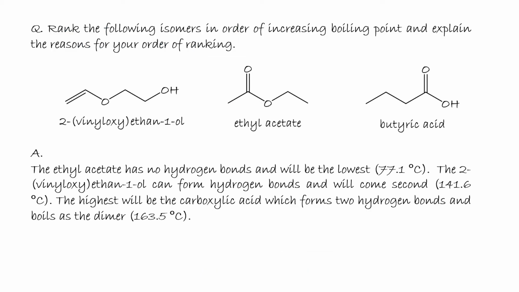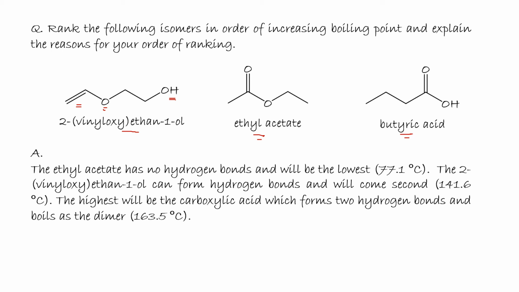Rank the following isomers in order of increasing boiling point and explain the reason for your order of ranking. Well, 2-vinyloxyethan-1-ol, that's an ether here, and an alcohol functionality in here, and we have alkene functionality in here. Ethyl acetate, we have an ester functionality, and for butyric acid, we have carboxylic acid functionality.